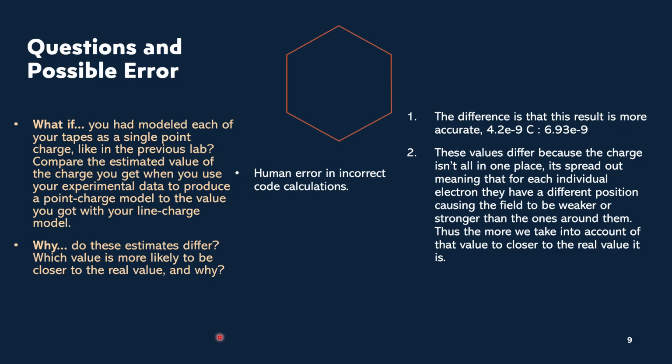Now, questions and possible errors. The only possible error really in this lab is incorrect code. All the other possible errors are mostly attributed to the previous lab and are thus not really applicable in this lab. As for the questions, this question right here is essentially asking what the difference is between the previous lab and this lab in terms of our data.